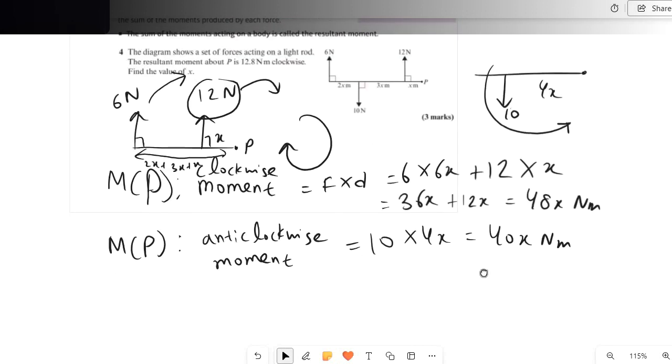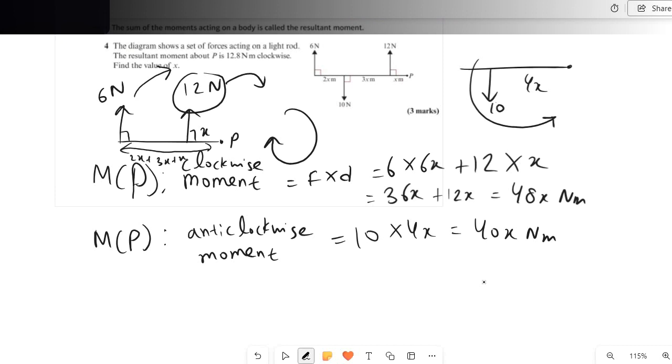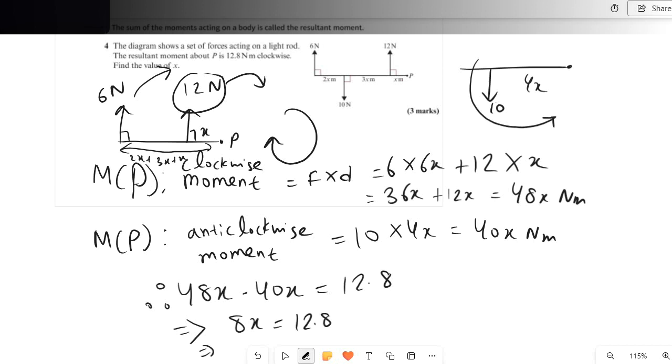So therefore, we can find the resultant moment about P, which is in the clockwise direction. Therefore, 48x minus 40x is going to be 12.8 Newton meters. Subtracting the terms, we get 8x is equal to 12.8. Therefore, the value of x is equal to 12.8 divided by 8, which is going to be 1.6. And this is our answer.